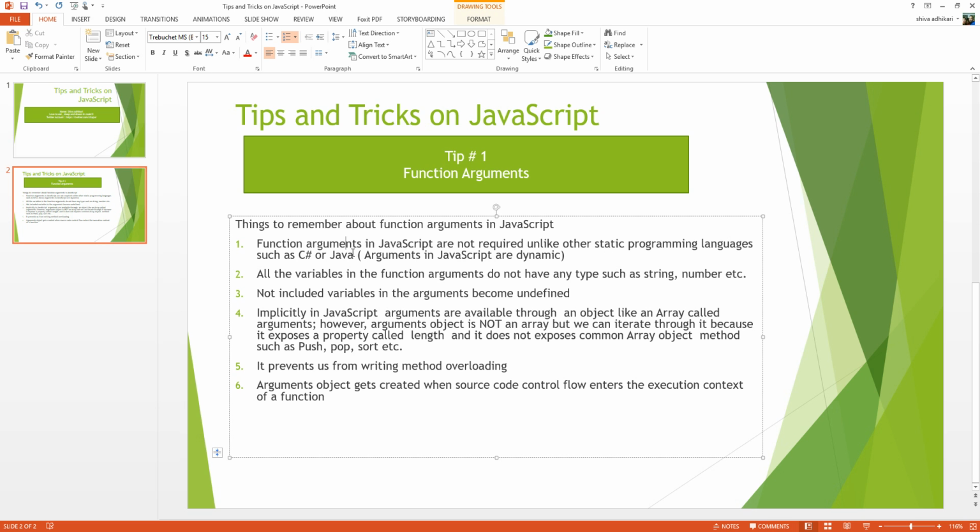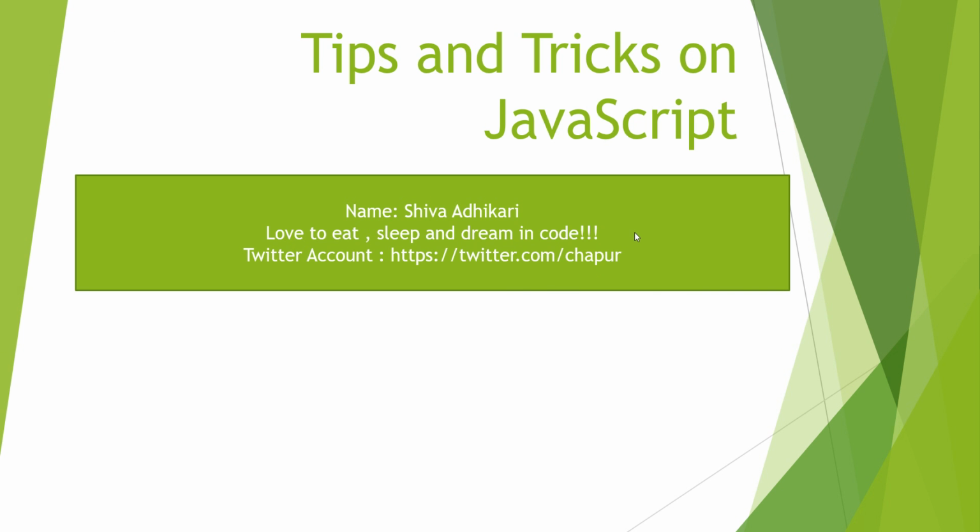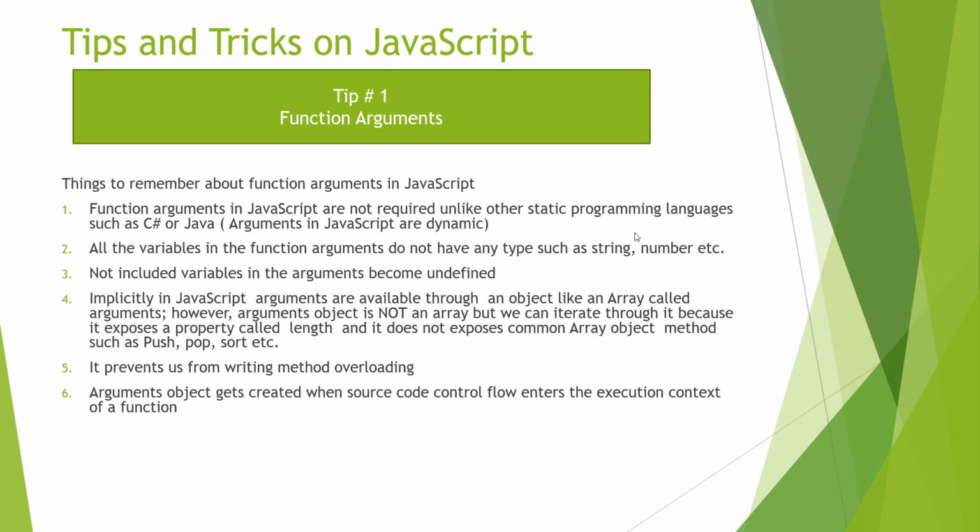So from that example that we just saw, what we can say now is that function arguments are not required in JavaScript, unlike other static programming languages like C# or Java. For example, if you're writing code in C# and you do not pass any parameter when the method or function expects the parameter, the compiler is going to say, hey, cannot compile. You need to provide the right kind of parameter. But in JavaScript, you don't have to do that.